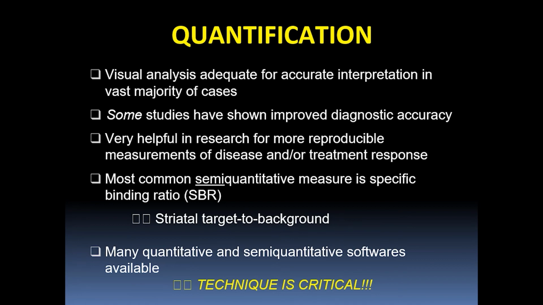The one I'm going to talk about briefly is a semi-quantitative measurement called the specific binding ratio, or SBR. It's probably the one most commonly being used. What it does is it looks for uptake in the striata as compared to the background.